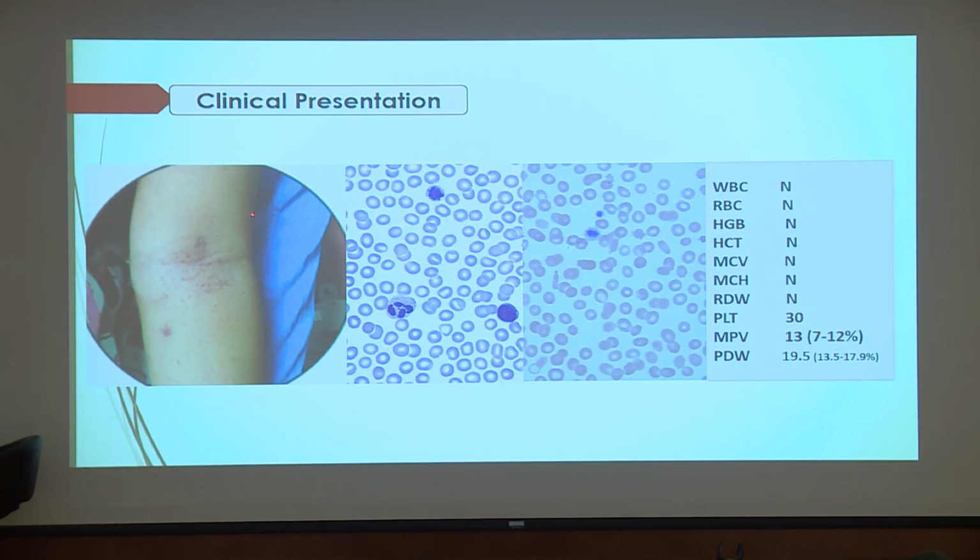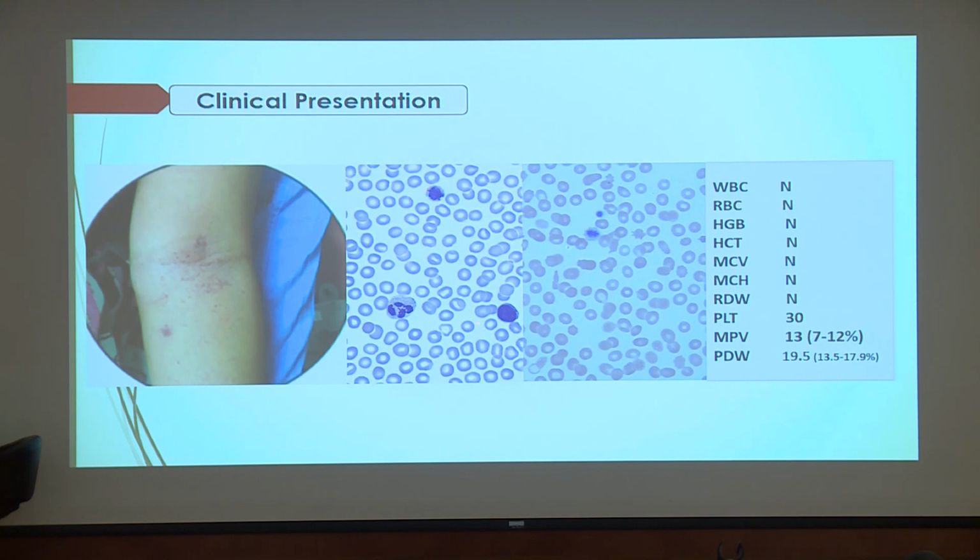As for clinical presentation, usually the patient will present with petechiae and some bruises, and if you see the CBC, you will find isolated thrombocytopenia if you are talking about primary ITP. Mean platelet volume is high because we have giant platelets and small platelets, and platelet distribution width is high because we have anisocytosis between the platelets.